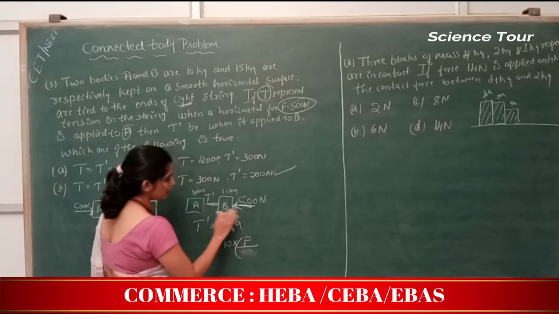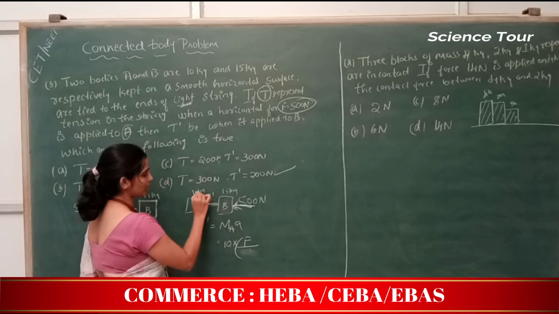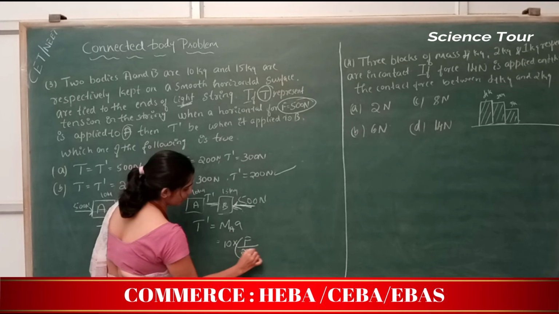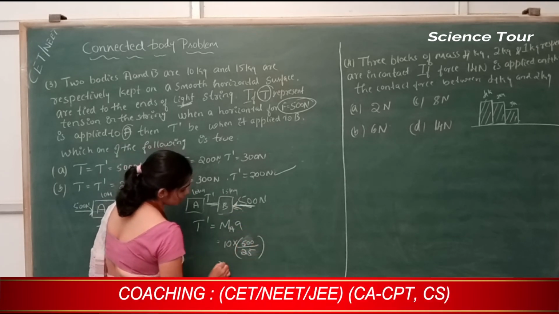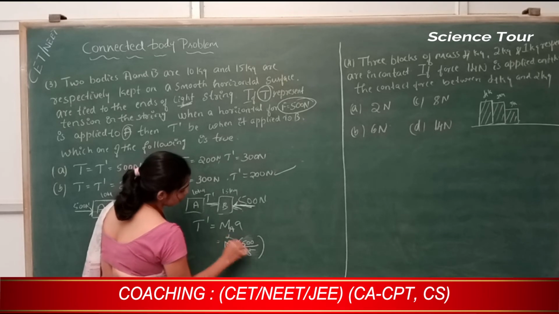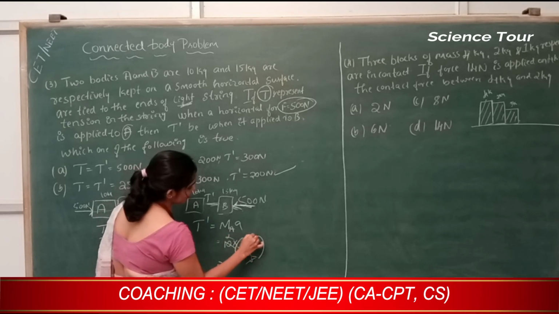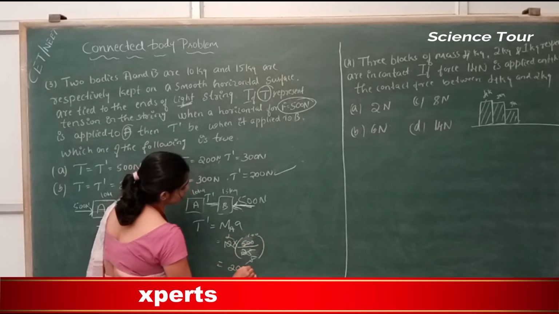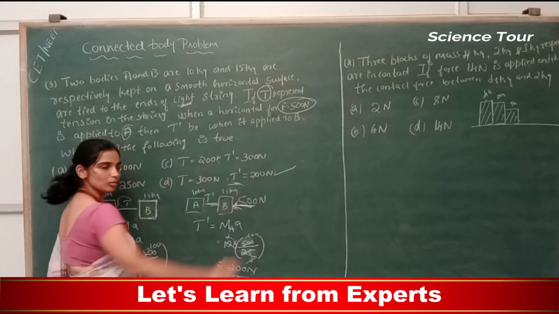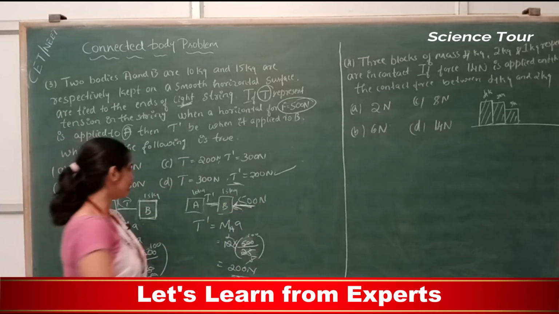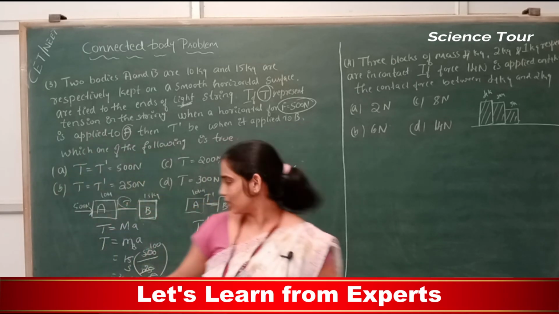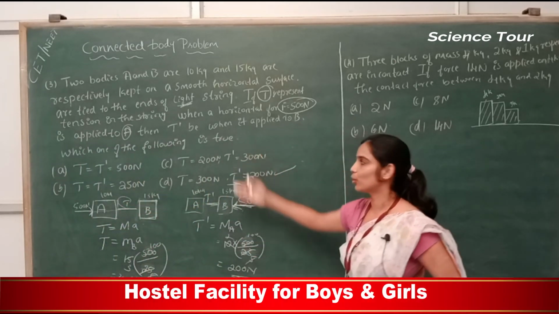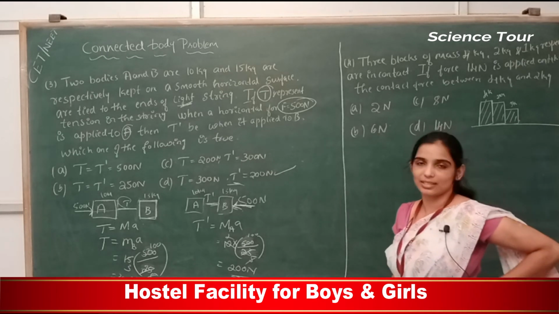What is the total mass of the whole system? A plus B, 10 plus 15, 25, and force applied is 500 Newton. So 500 divided by 25 is 20, and 10 times 20 is 200 Newton. So verified. T dash is 200 Newton, T is 300. You don't have to find T dash because you got T and that is the only answer we have here. Option D is the answer.